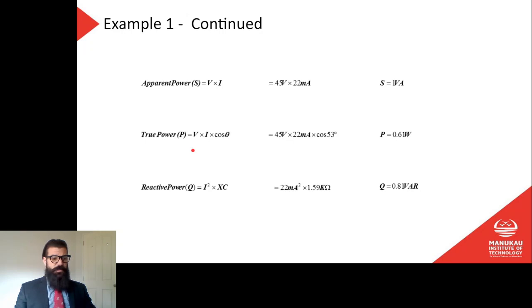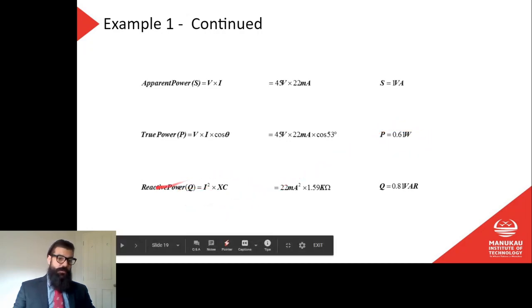The resistance was 1200 ohms. So if I do I squared, 22 milliamps squared times 1200 ohms, I'll get the same answer here. And here we're going to use it to get our reactive power. We could use trigonometry again, but it's just as easy to do this. This just gives you an example of different ways that we could do this.